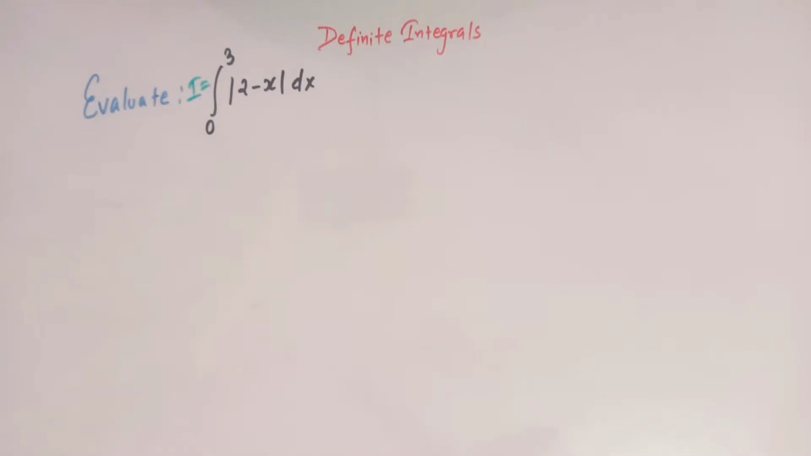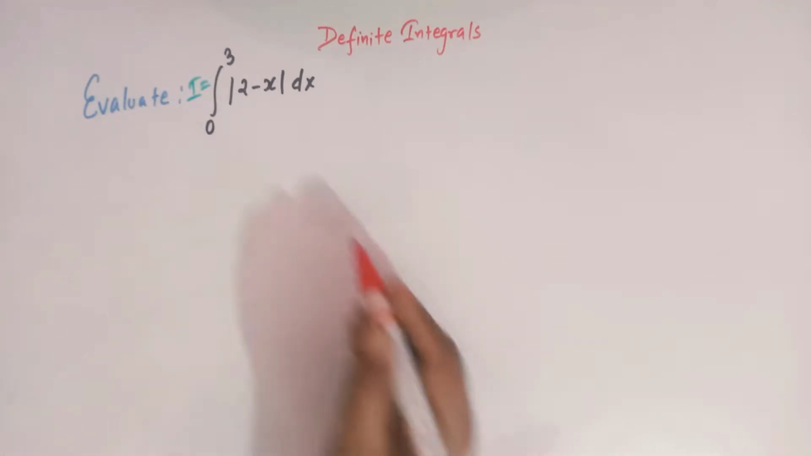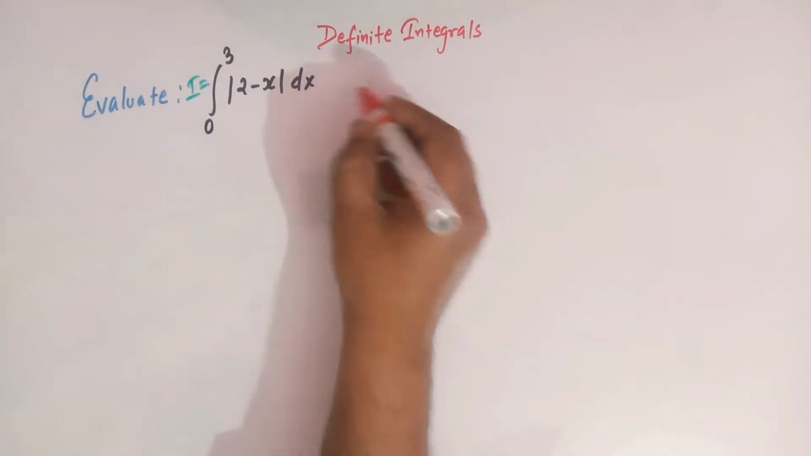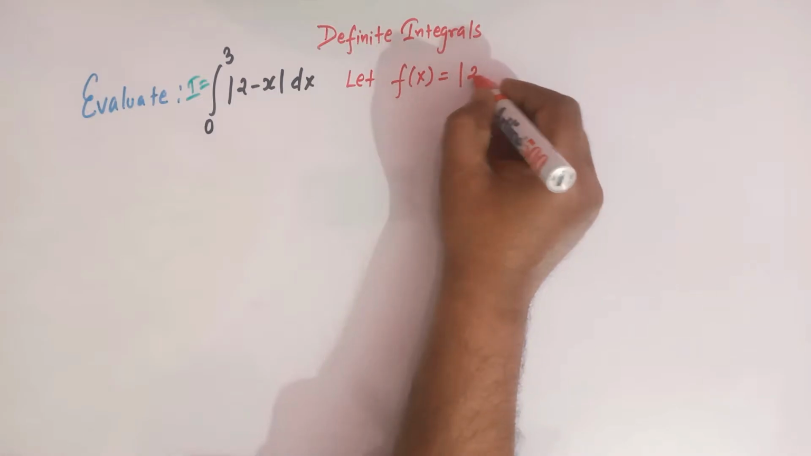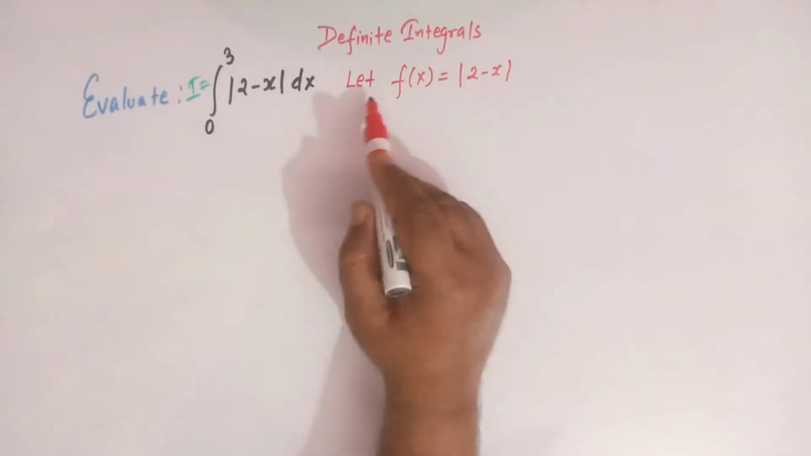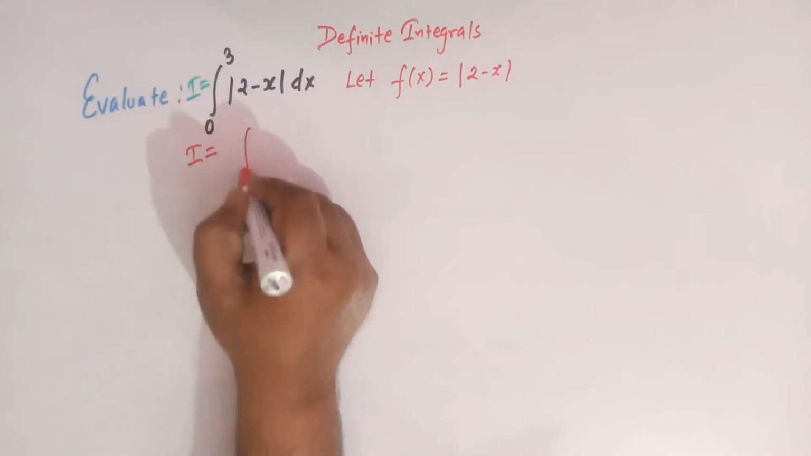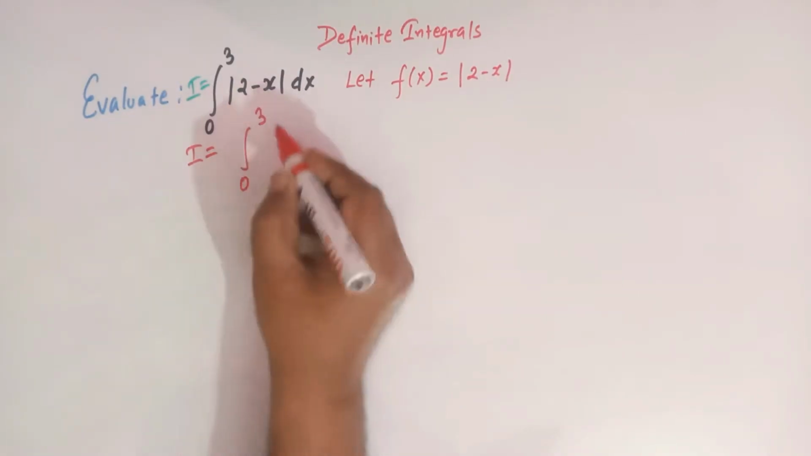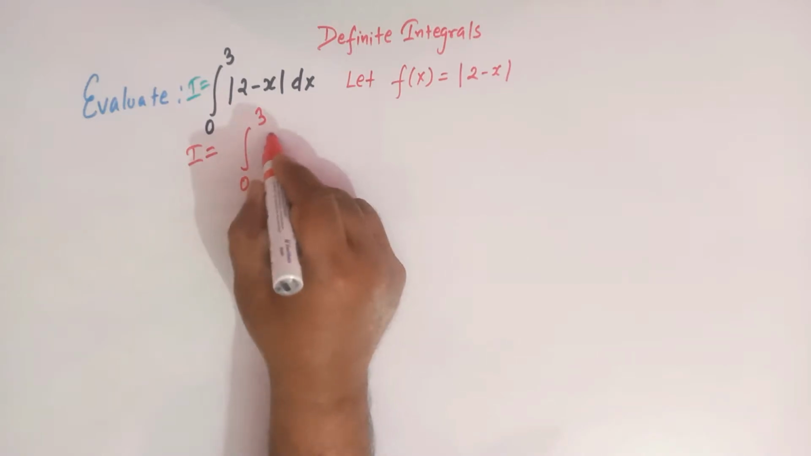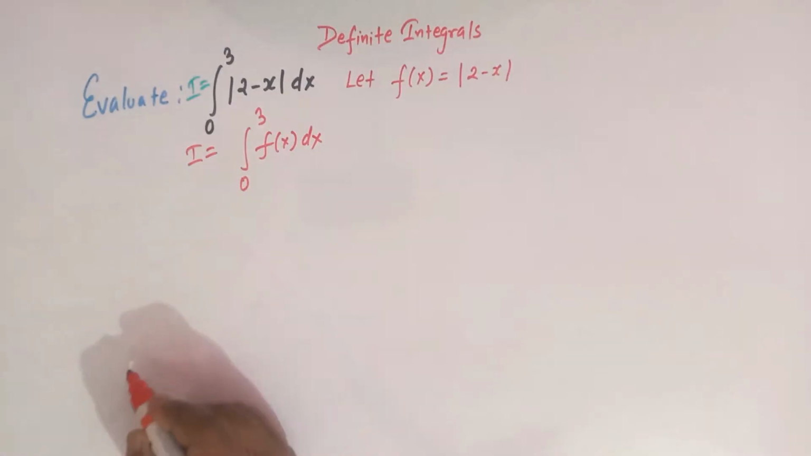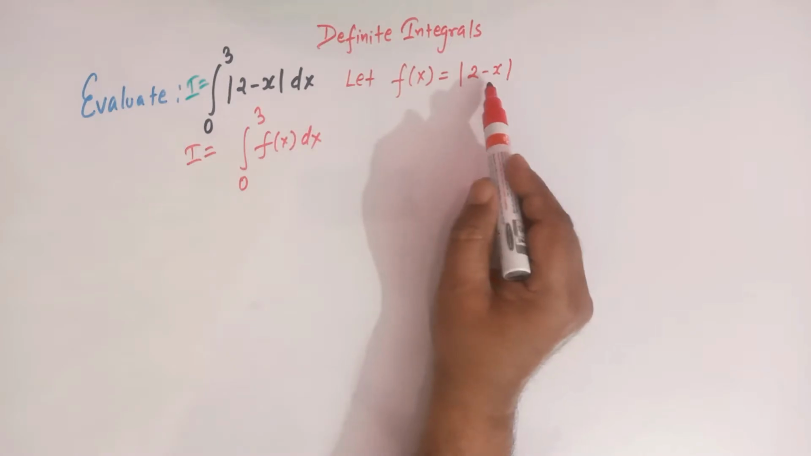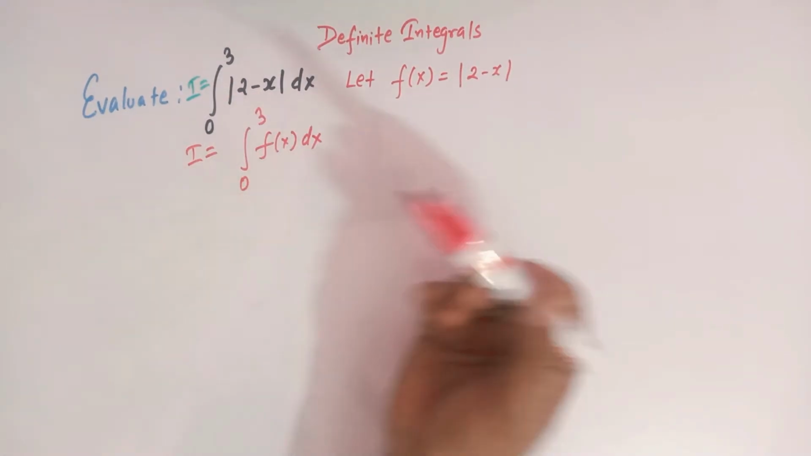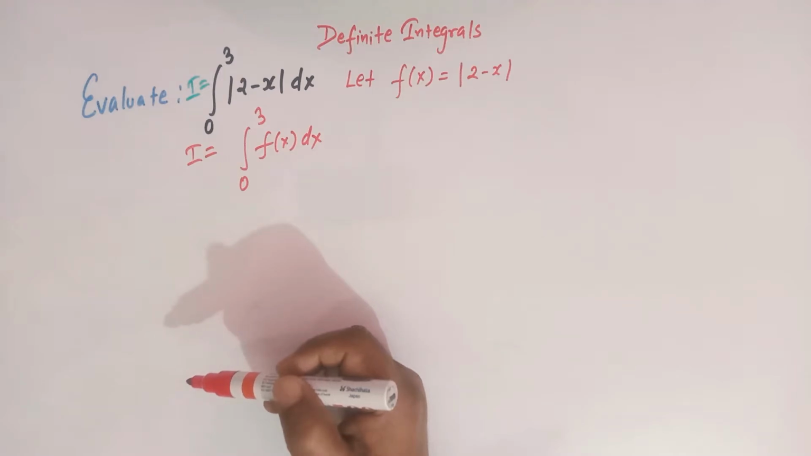Now we will make use of the definition of the absolute value function. Let us assume f of x is equal to mod of 2 minus x. Now this integral I can be written as the integral from 0 to 3 of f of x dx. Let us first find the intervals where this function takes negative and positive values.